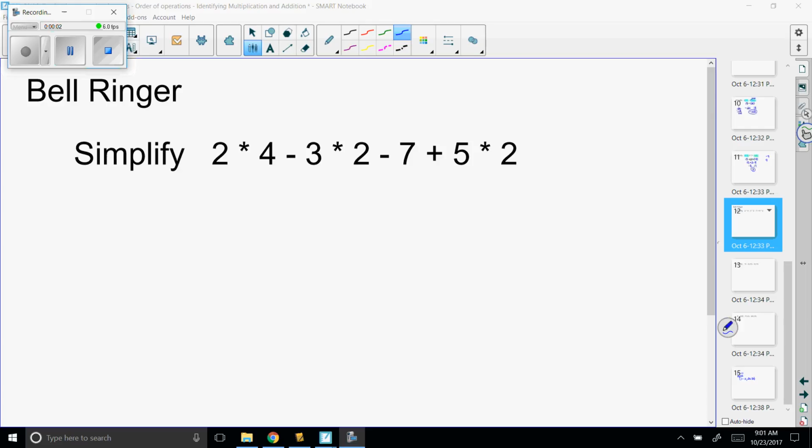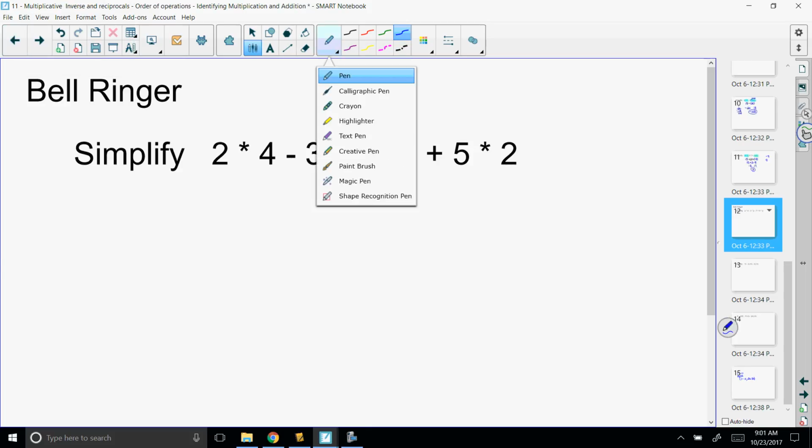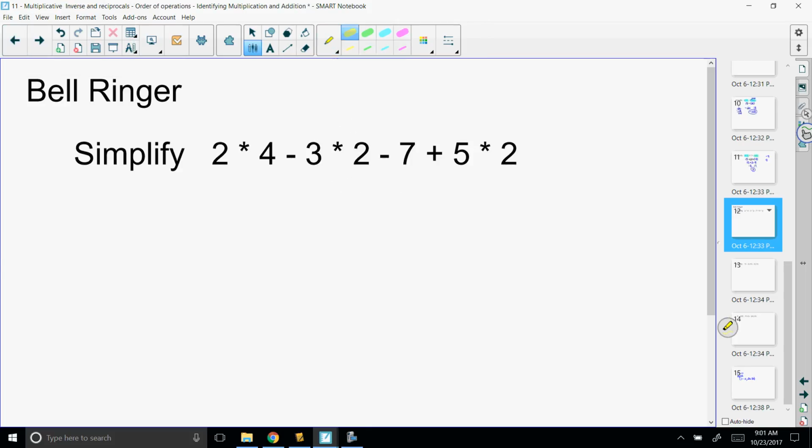Okay, we want to revisit just a couple of problems we were working with last week, or on Friday, where we were trying to distinguish between multiplication and division. So as I read the particular problem, you have 2 times 4 minus 3 times 2 minus 7 plus 5 times 2. What do we get for answers?